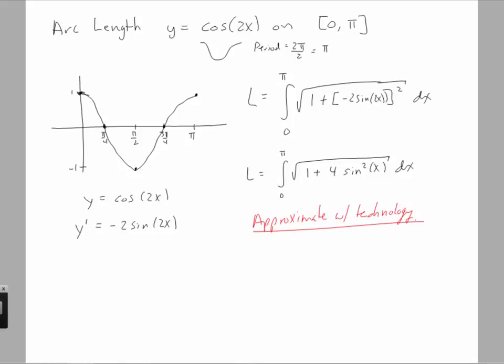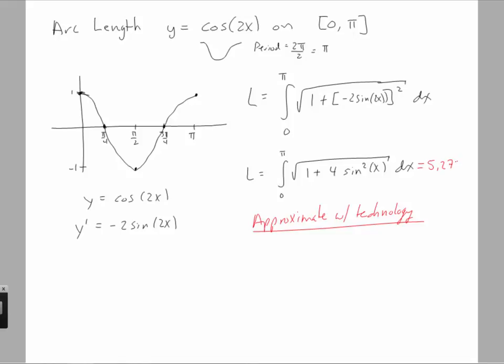So if we go through and we use technology to approximate our solution here, you could use something like Wolfram Alpha, Mathway, your calculator. If you guys are using Maple, you can use that as well. And when we do this, we get an approximation of 5.270.